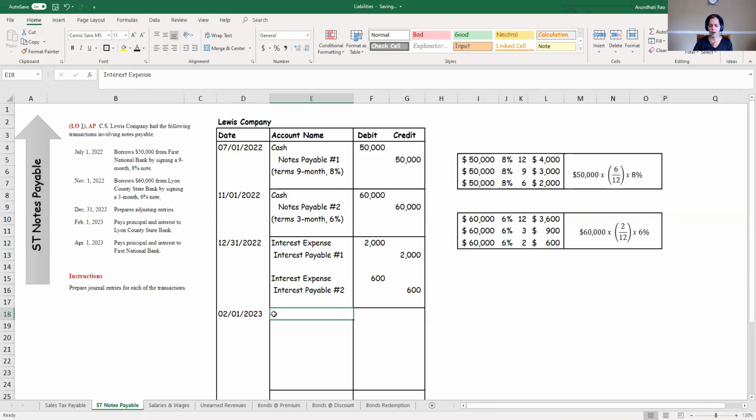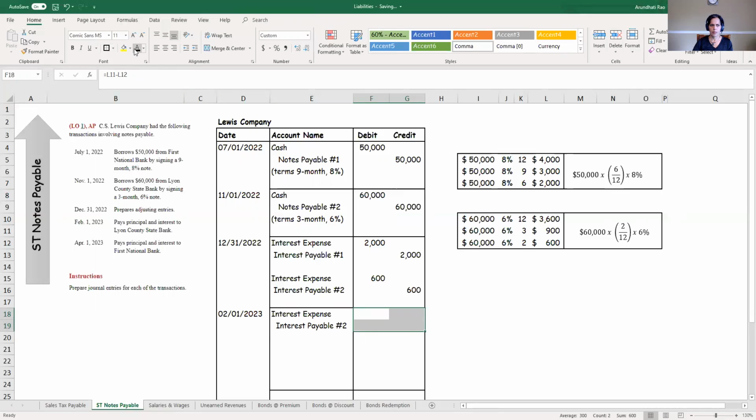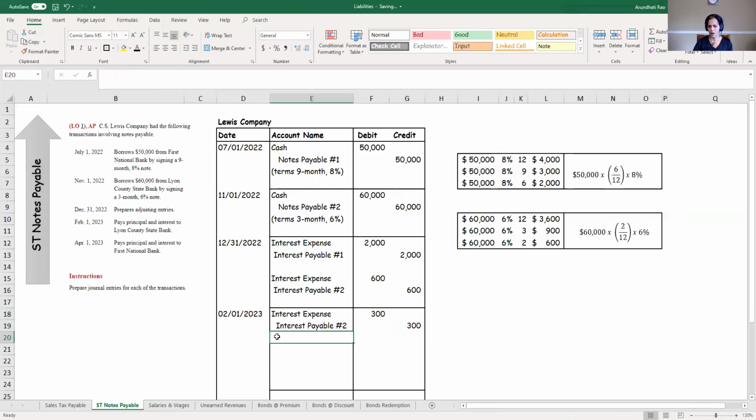When I repay the amount, what I want to do first is accrue the interest on that note for the remaining 1 month. So I do this journal entry for 1 month. Interest expense debit, interest payable credit on note number 2, because this is the second note. We have 1 more month, so that's $300 that I need to accrue. Now that I have this in place, I'm ready to pay my note.